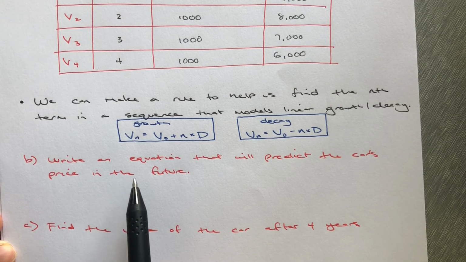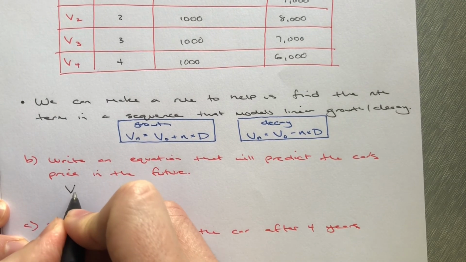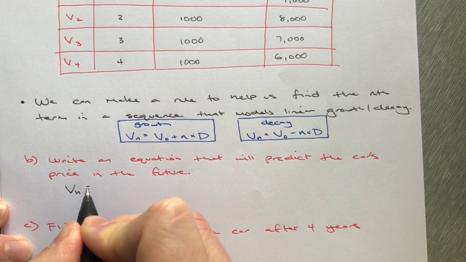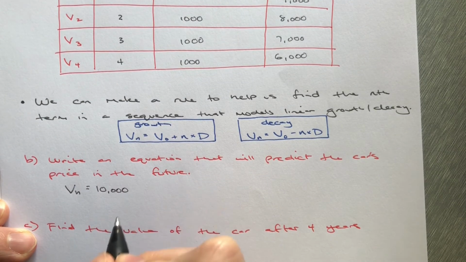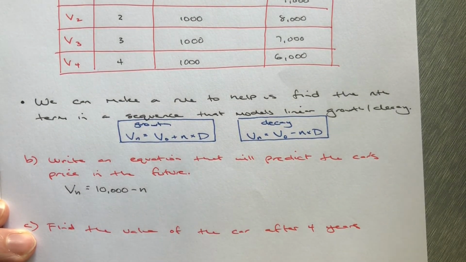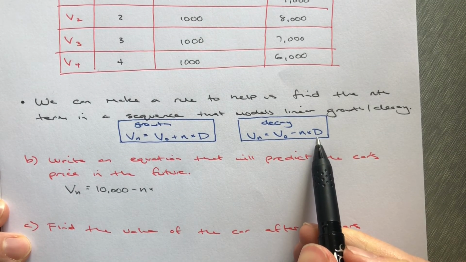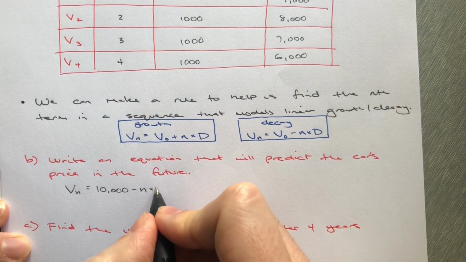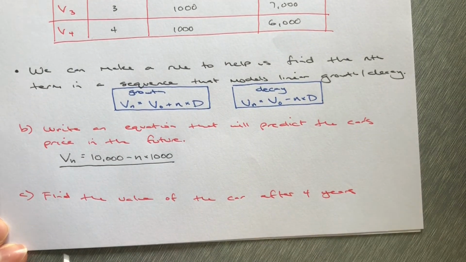All right, it says write an equation that will predict the car's price in the future. So we can use this one. So the value of the car, value at n, whatever year that is, is going to be equal to the value at the start. We were told the value at the start was 10,000. And it's going to go down, whatever the value of n is, we leave that as it is, times the common difference, or how much we depreciate by. So we worked out that we were depreciating by 1,000 each year. So this rule here should help us find the value of that car for whatever value of n we're looking for.